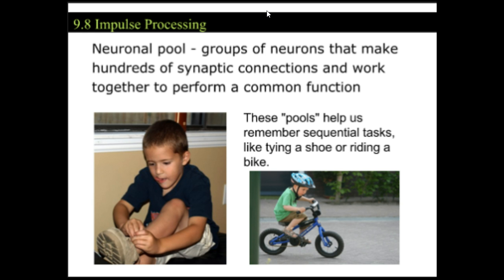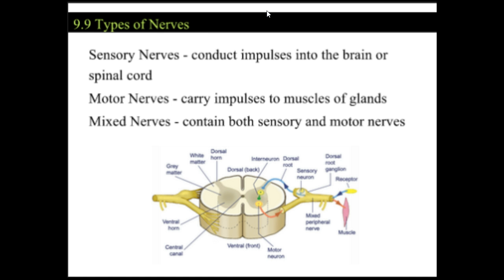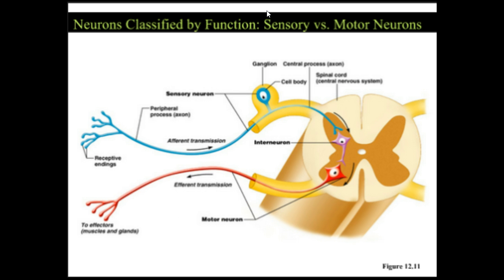Here we're talking about a neuronal pool. Groups of neurons that make up hundreds of synaptic connections work together to perform common functions. These pools help us remember sequential tasks like tying a shoe or riding a bike. Here we're just talking about sensory nerves that conduct impulses into the brain or spinal cord. We have motor nerves that carry impulses to muscles or glands, and we have mixed nerves that contain both sensory and motor nerves.